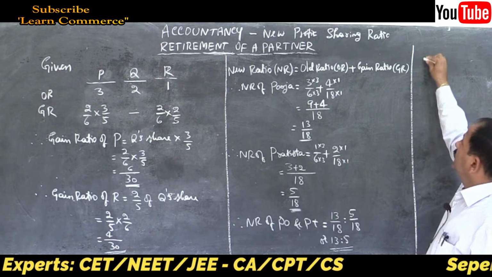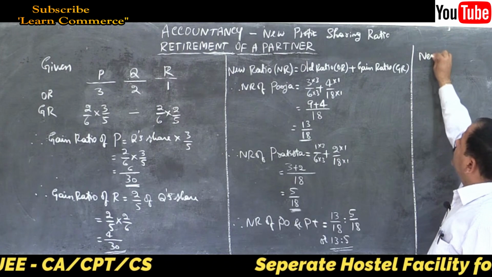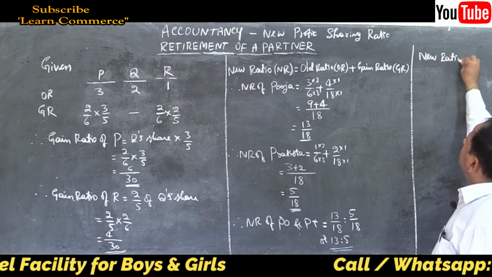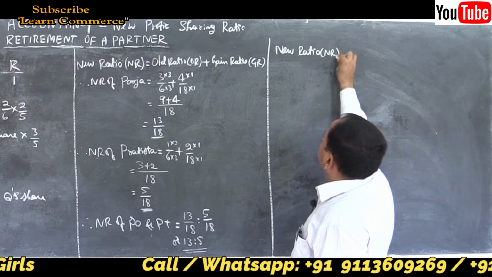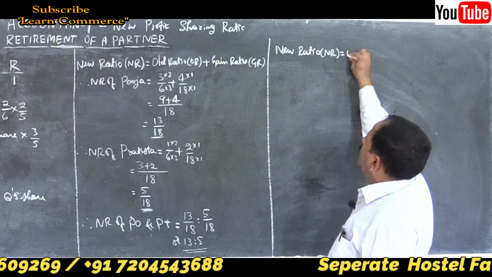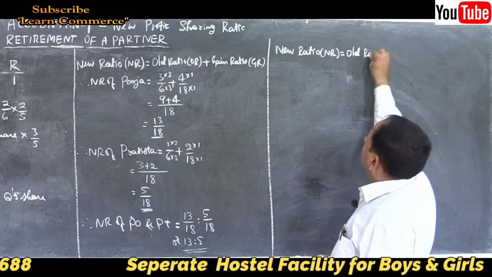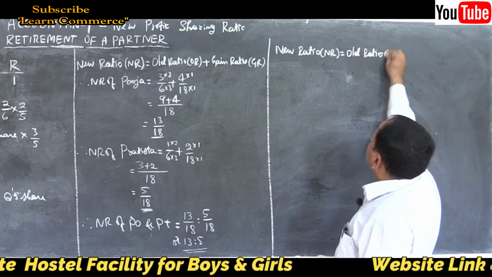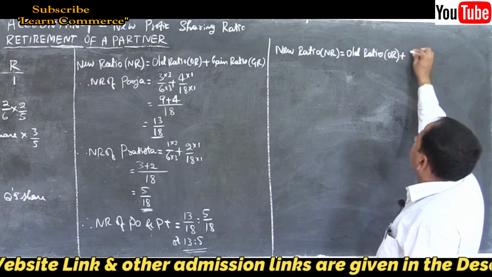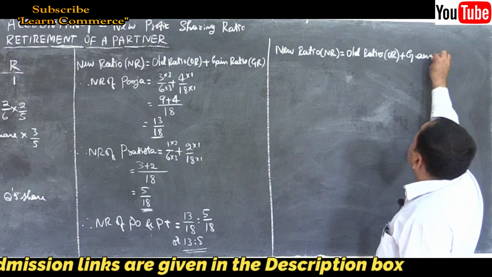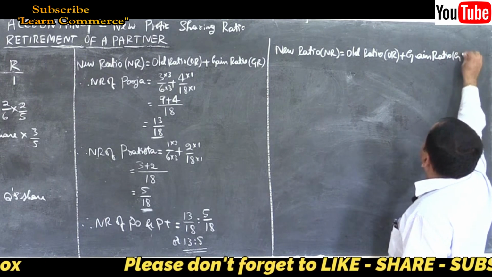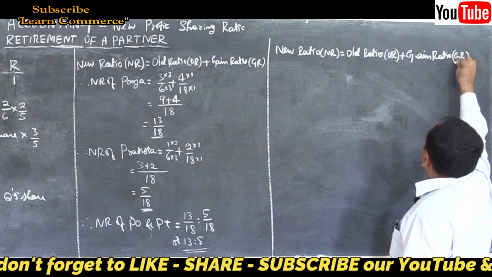Yes. New ratio is equal to, now they told us to calculate new ratio, right? So NR is equal to what? Old ratio, that is OR, plus gain ratio, that is GR, right?